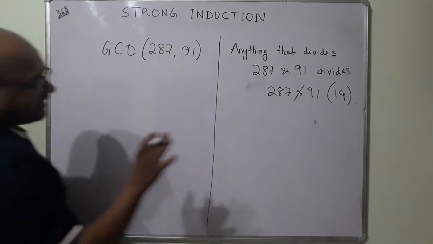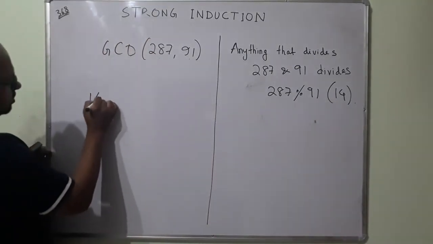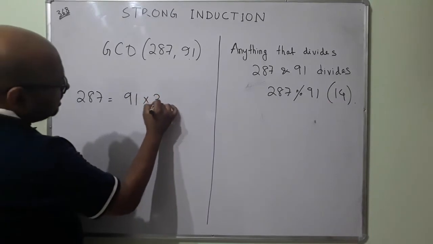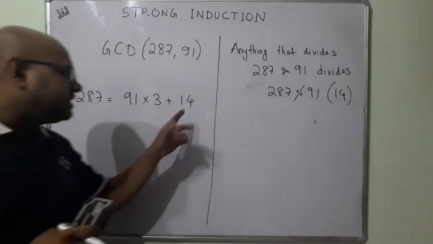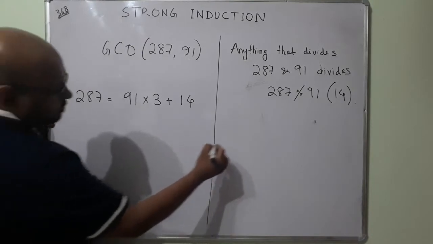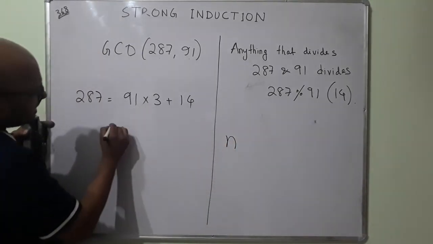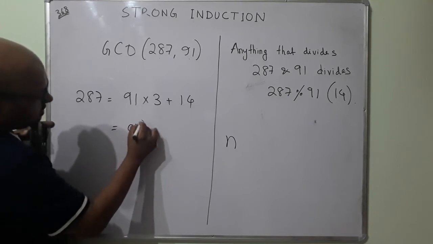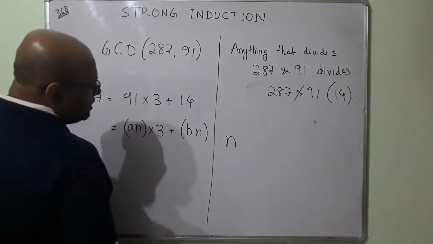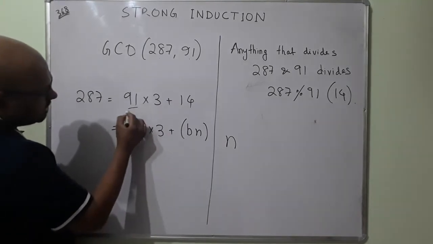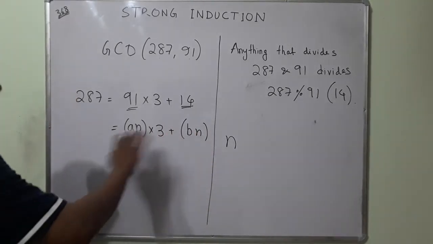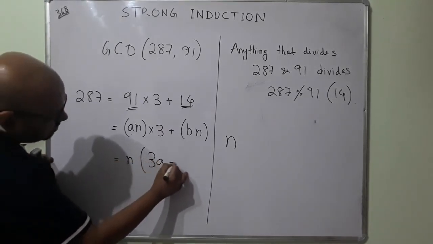What is our observation 2? Anything that divides 14 and 91. Okay, I know 287 is equal to 91 into 3 plus 14. Okay, now anything that divides 14 and 91 must also divide 287. Why? Let us say n divides 14 and 91. Okay, some n divides both 14 and 91. That means 91 can be written as some a into n, into 3, plus 14 can be written as some b into n. Since n divides both 91 and 14, 91 can be written as a into n for some a, and 14 can be written as b into n for some b. Okay, so what do we know? If we take this n as common, we will get 3a plus b.